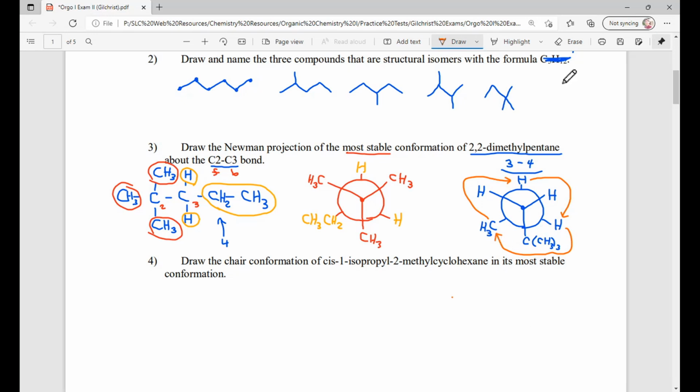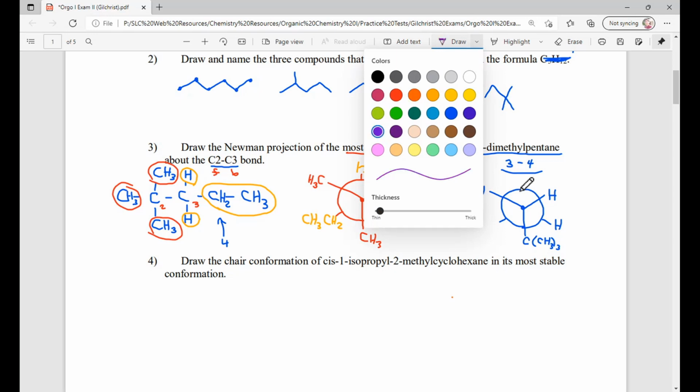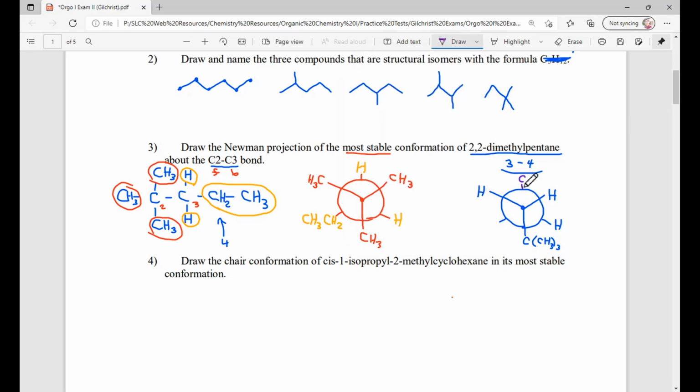And then what that would look like is that the CH3 would be on top here. And the CH3 would be on top here. And the hydrogen would have moved over here. Now this would be the most stable conformation of the 2,2-dimethylpentane.